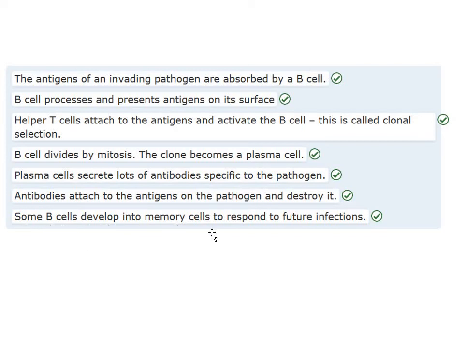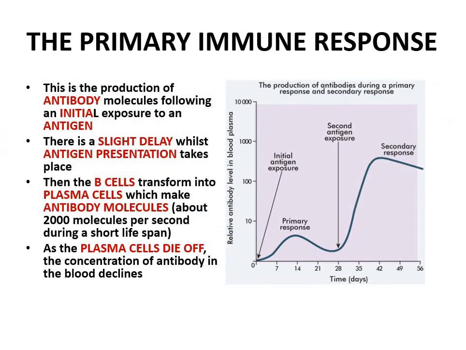So this is where you hear the common phrase of we remember when a pathogen attacks us, we remember it for the future, which is kind of what the current government is trying to do with the coronavirus, hoping that we're going to have this immunity by producing these memory B cells. Okay, so the primary immune response. This is what we've just looked at. So this is the first time we're exposed, and you often see this in a graph.